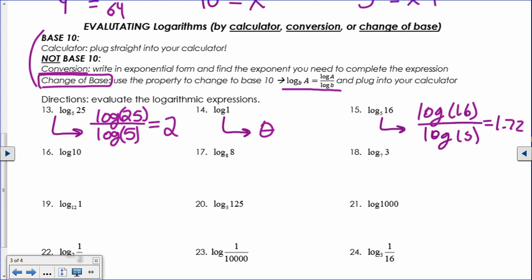Right, well, what do I do for this one? Just stick it in your calculator, right? This is base 10. So you just type the log button, then 10, push enter, and you get a 1. Ready? Is this base 10?